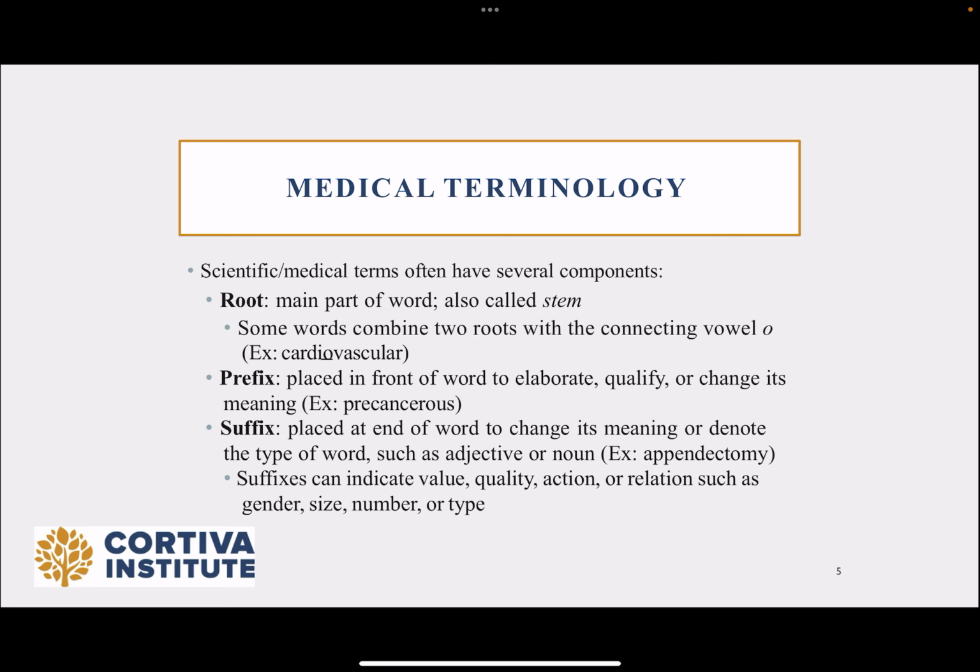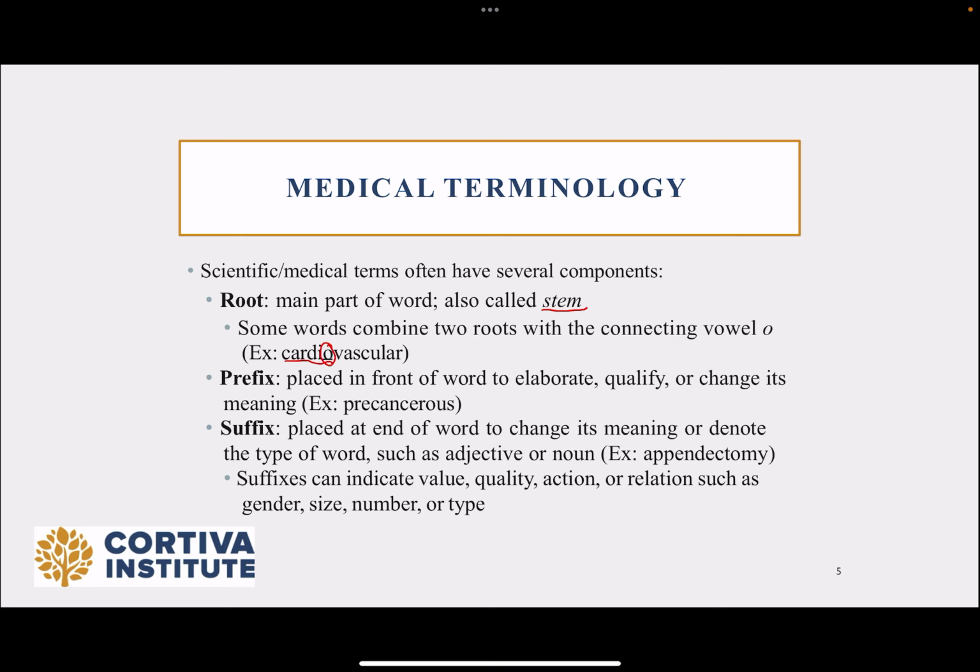So with medical terminology, think back to basic English class. We have our root words, our prefixes and suffixes, and this is what we should consider moving forward. This isn't as hard as we feel it could be. But even if it is that hard, we can do hard things. For instance, our root word is also known as a stem, and it's going to combine two words by connecting a vowel. In the example of cardiovascular, the vowel is going to be the O.